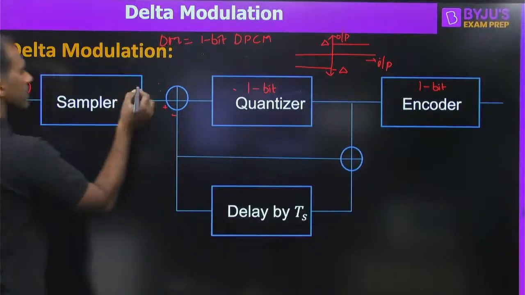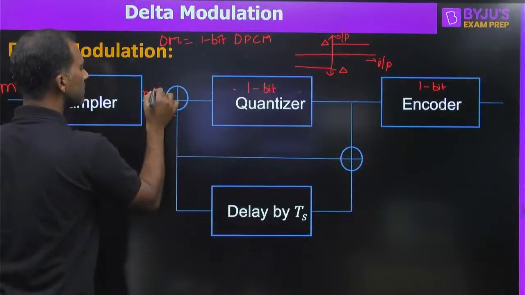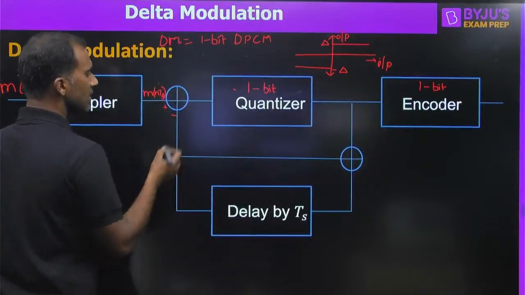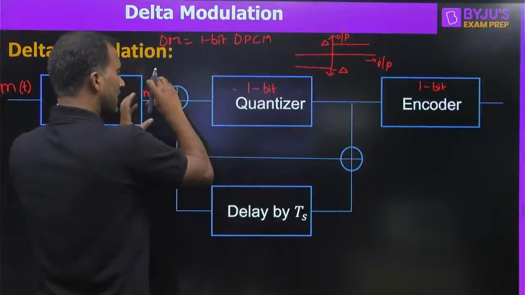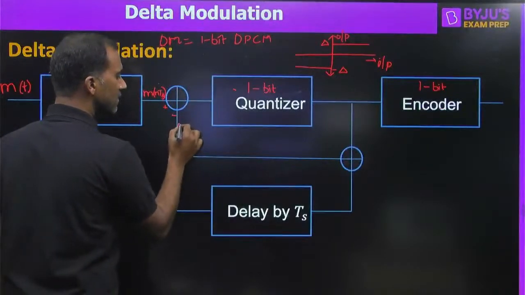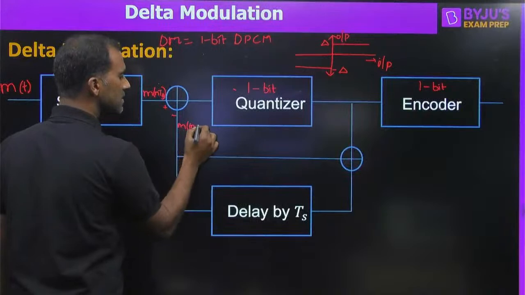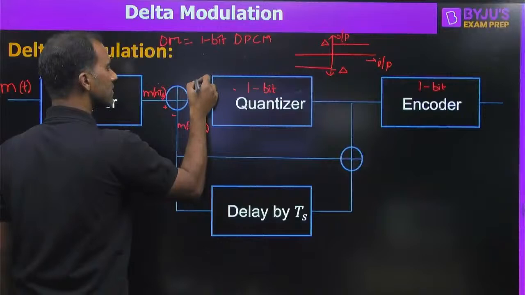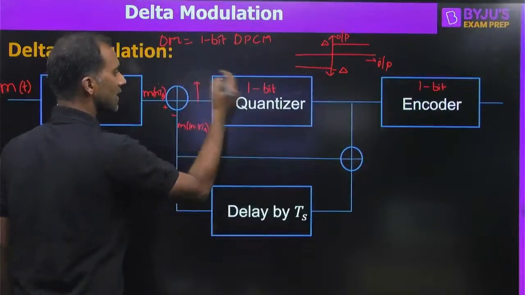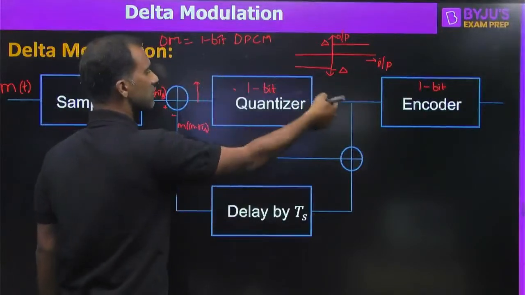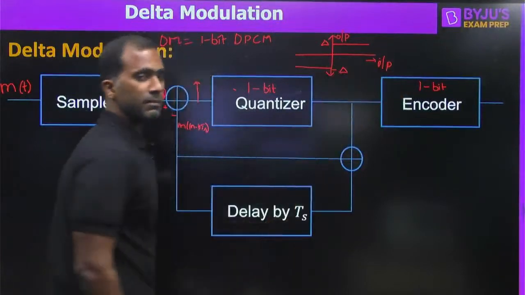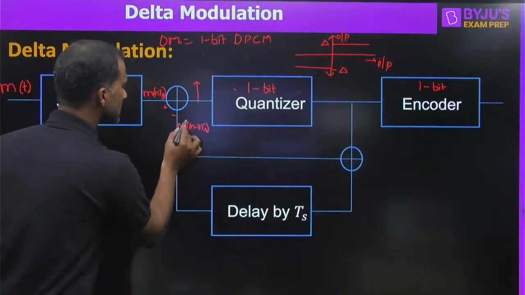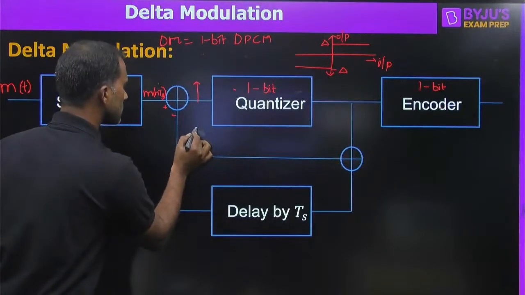Message signal m of t, and here we're going to have m of nTs. In the feedback we are going to have m of (n minus 1) Ts, the previous sample, and here we are going to have the subtraction of these two. Here we are going to have the approximated version of this, and that will be encoded, right? Just for your understanding I have written this, but this will waste our space and is not required here. Let's remove this.